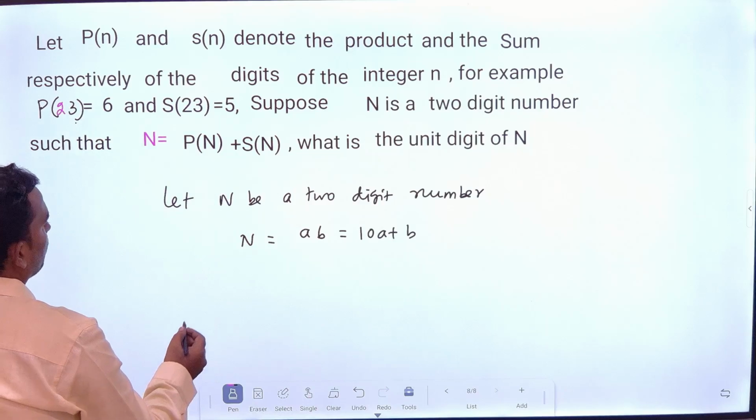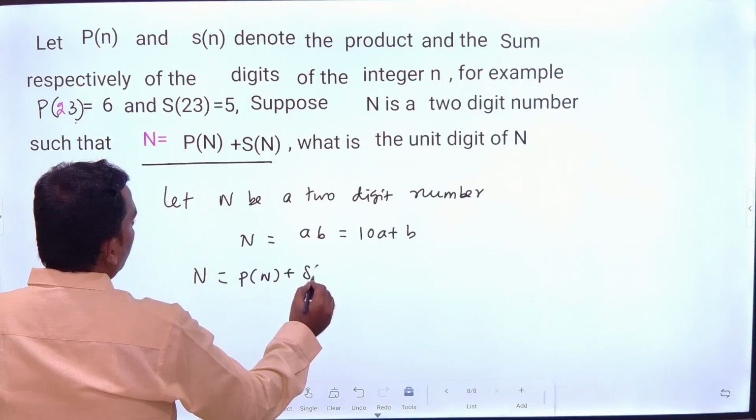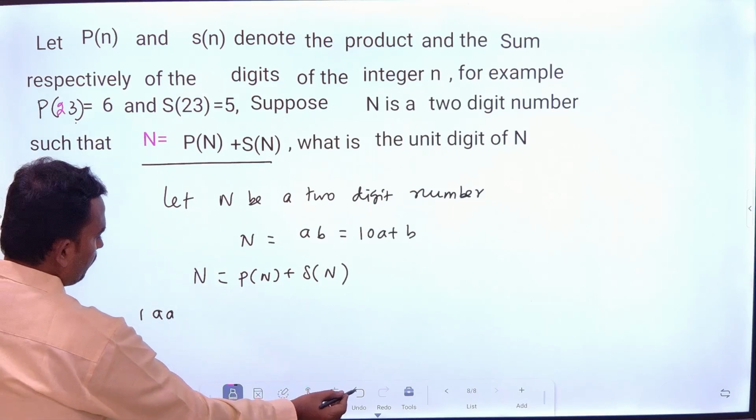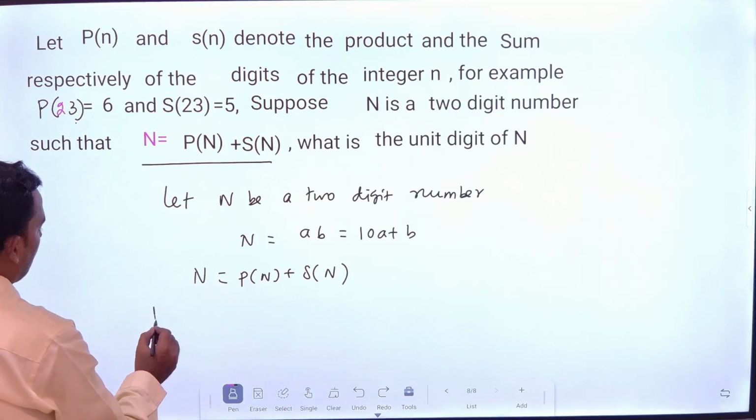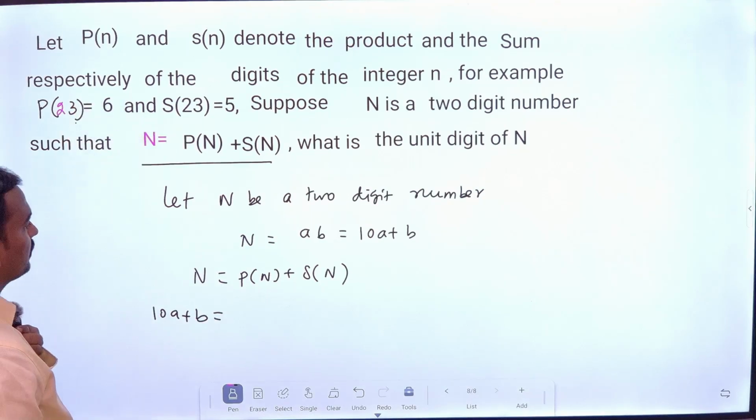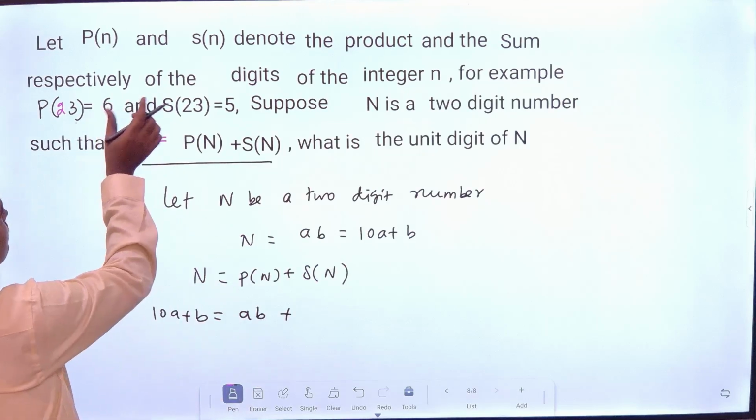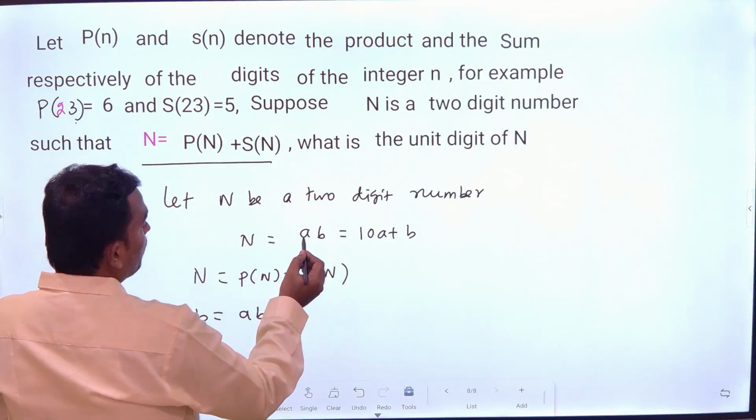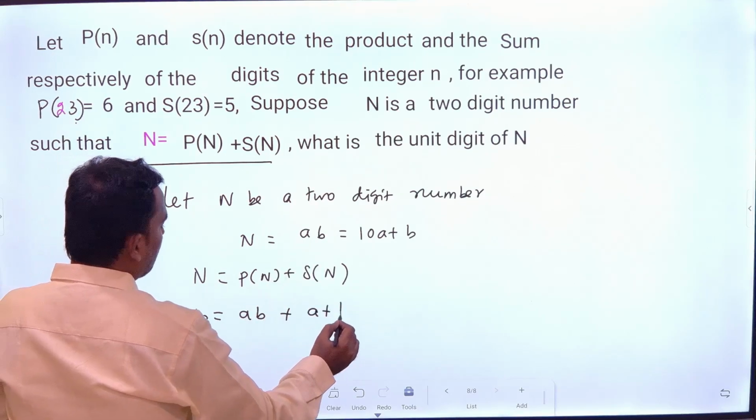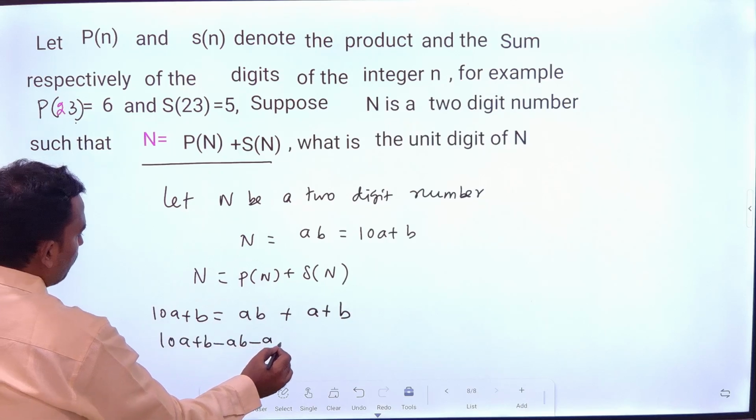Now you can use the given condition: n is equal to P of n plus S of n. n is 10A plus B. P of n is the product of the digits, AB. S of n is the sum of the digits, A plus B. Now you can solve this: 10A plus B minus AB minus A minus B is equal to 0, sending everything to one side.